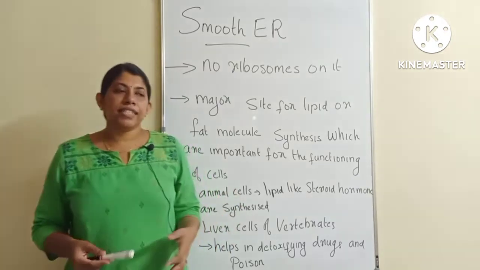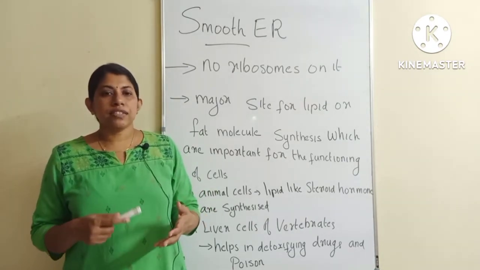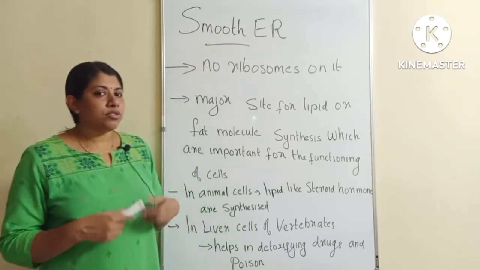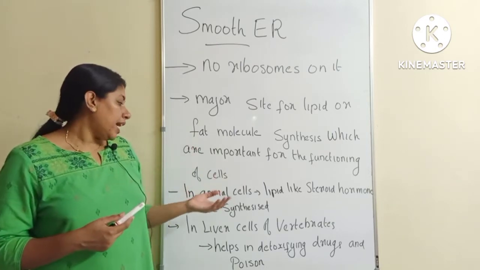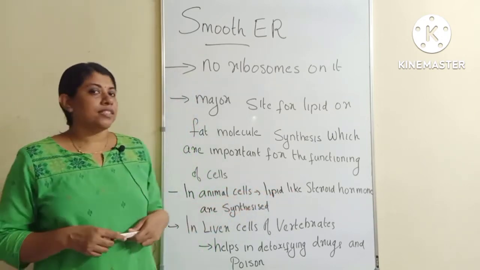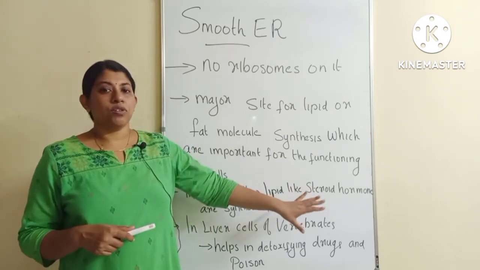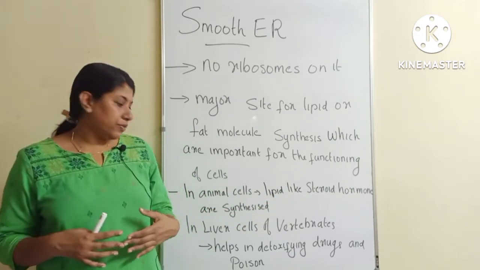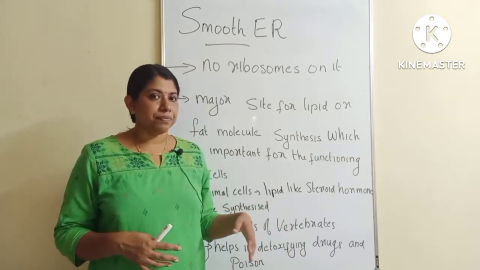That is, the cells need proteins, fats or lipid molecules for proper functioning. The proteins are synthesized by the ribosomes present on the rough endoplasmic reticulum. The fat molecules or the lipid molecules are synthesized in the smooth endoplasmic reticulum. And in animal cells, lipids like steroid hormones are synthesized in the smooth endoplasmic reticulum. In the liver cells of the vertebrates, it helps in detoxifying the drugs and the poison. Okay.